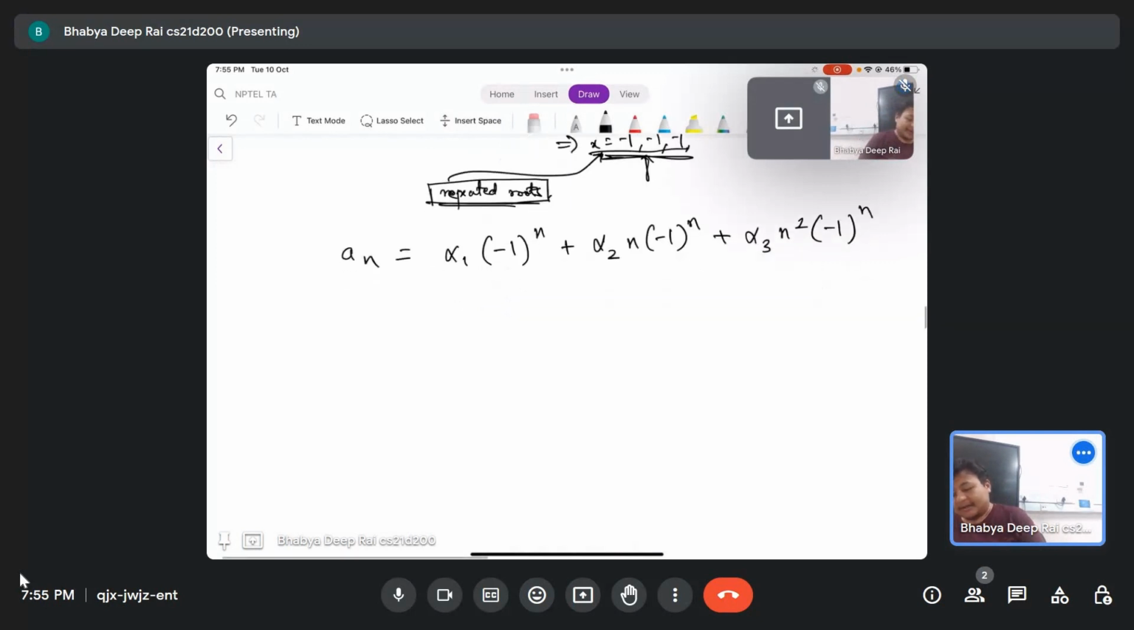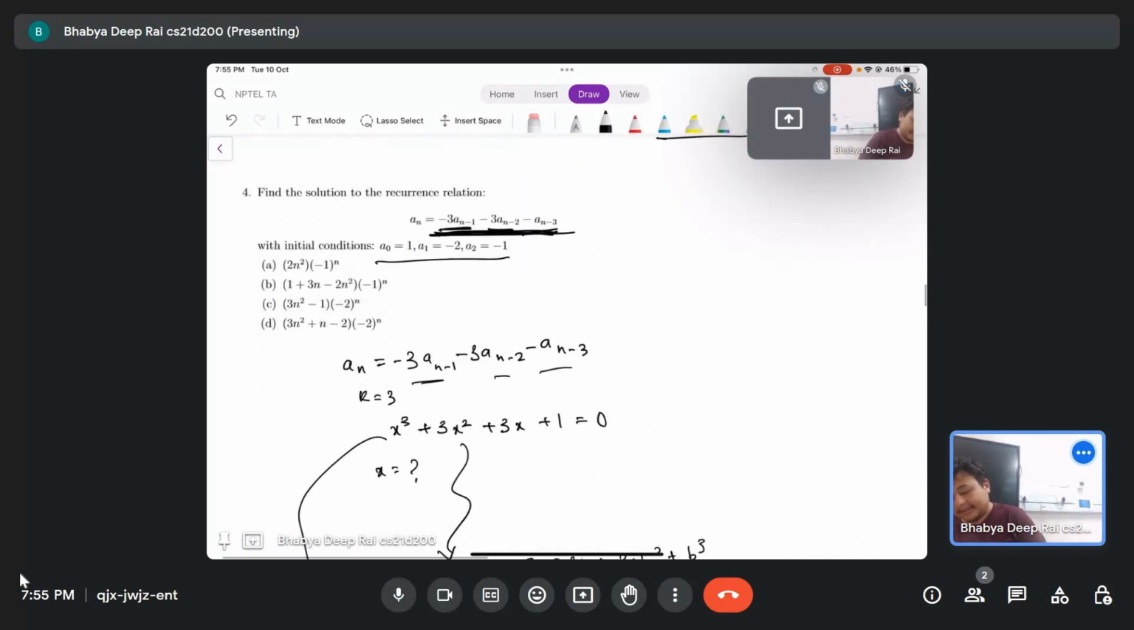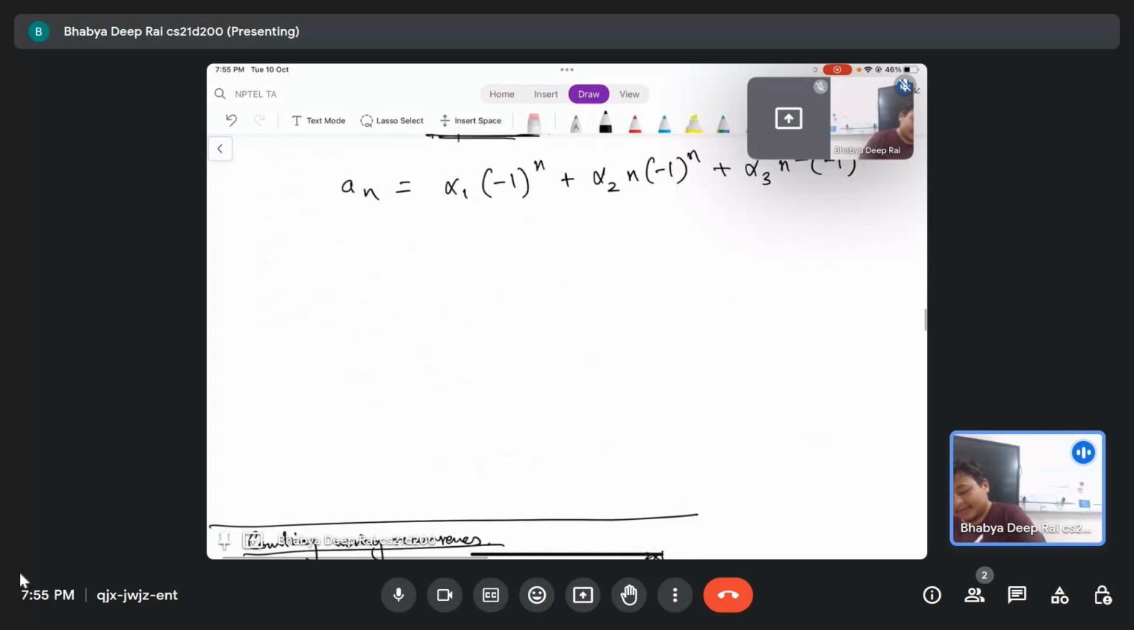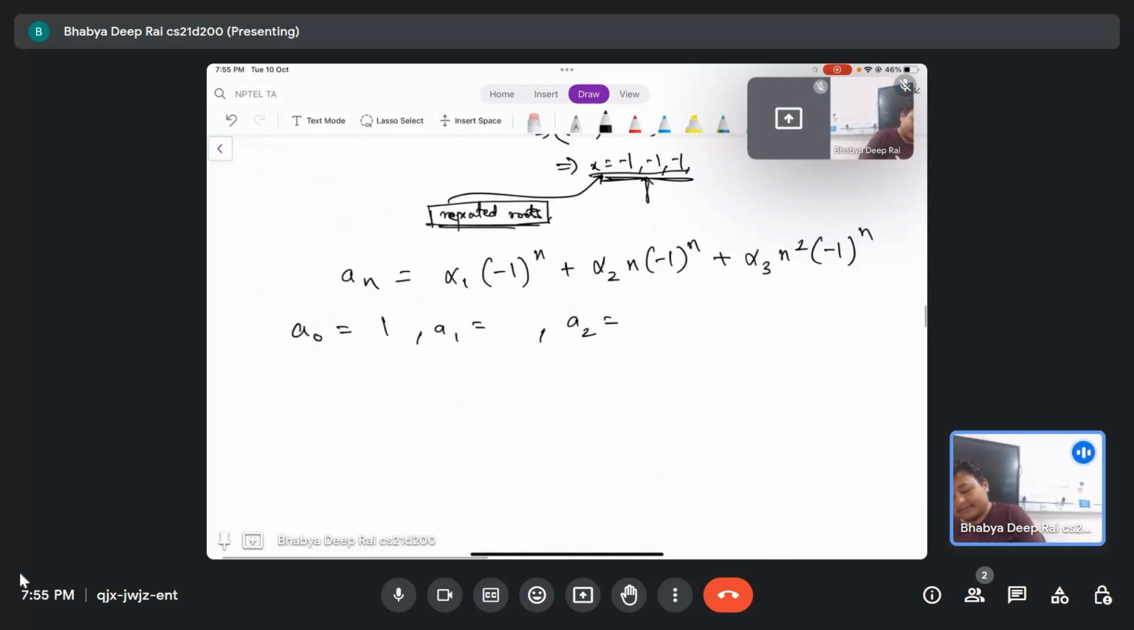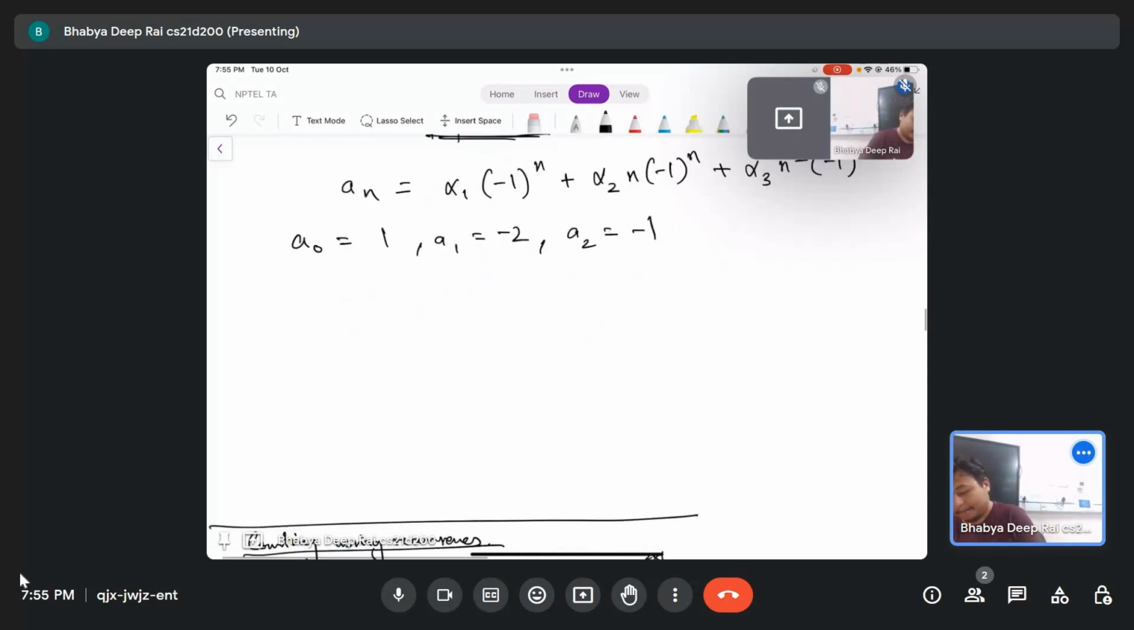a0, a1, a2 are known to us. a0 equals 1, a1 equals minus 2, a2 equals minus 1. Now when n equals 0, we have a0 equals 1, from here.